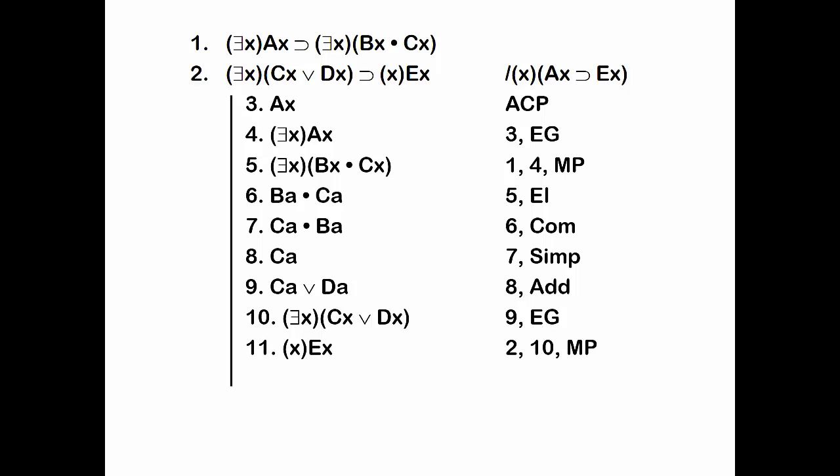With this step, we're then in a position to derive for any x, Ex by 2, 10, and modus ponens. Now remember, I'm trying to get to an Ex sentence, but it shouldn't be quantified. Given that this is a universally quantified sentence, I am allowed to instantiate to whatever variable or constant I need here. And in our situation, I need the variable x, so I'll just instantiate to Ex.